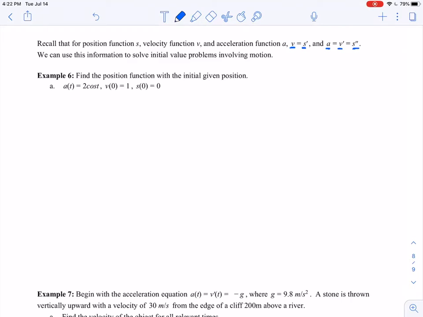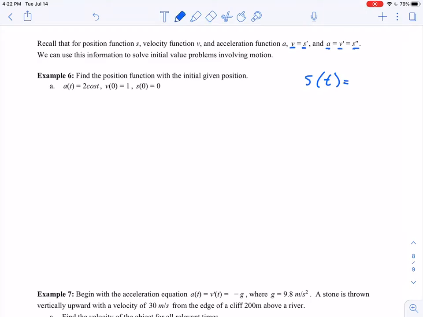So here, for example, I'm given an acceleration function. It says, here's my acceleration function. It is 2 cosine of t. I want to find the position function. So I would like to end up with what is s of t here.